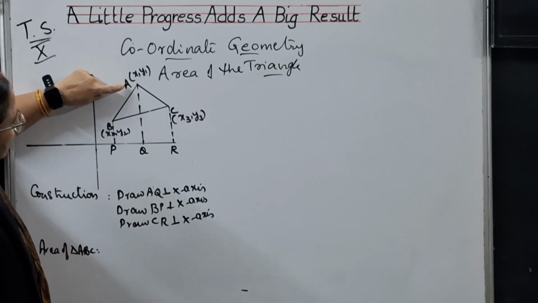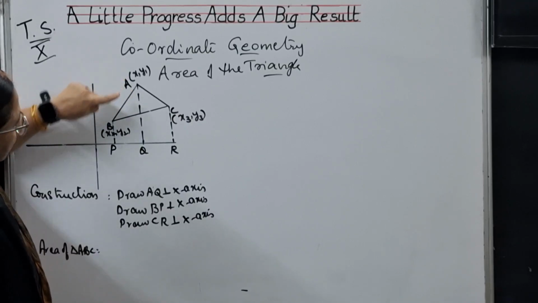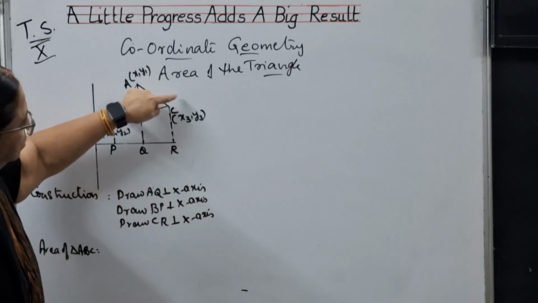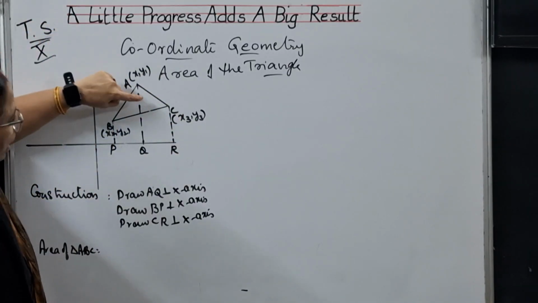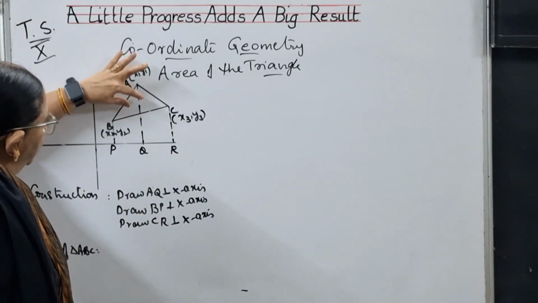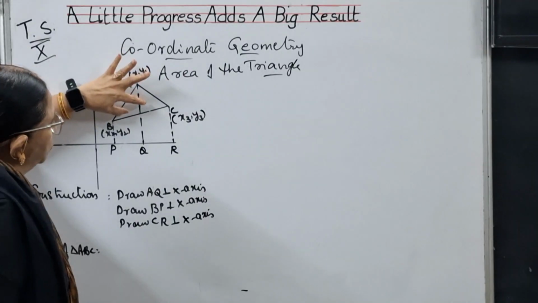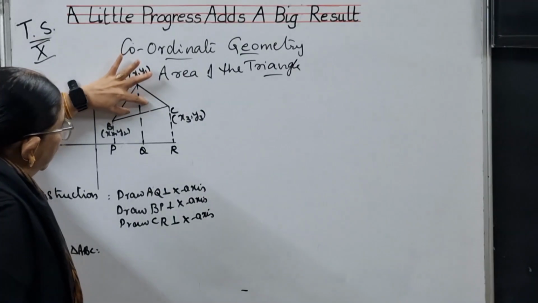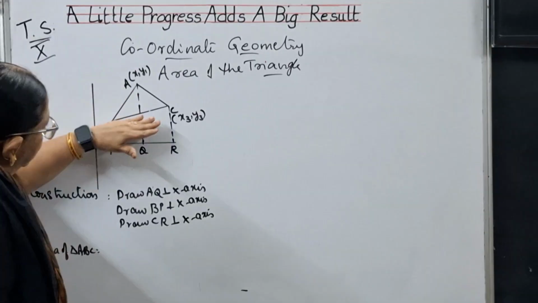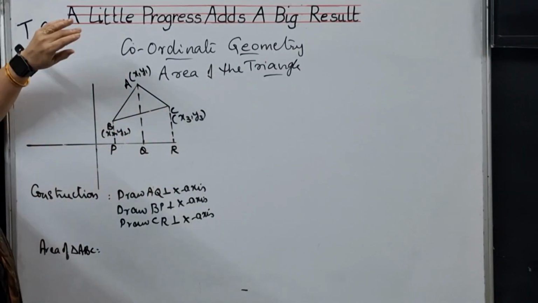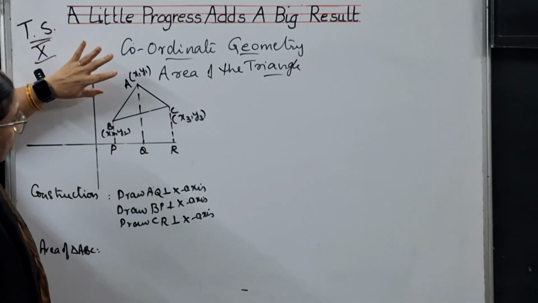Similarly, if you are finding out the area of AQRC, another trapezium, another part is included. So if you join these two parts, you are getting the area of the triangle. But how can you join? When you are joining this, that means this area and this area, the bottom area also is getting included. So what do you have to do?